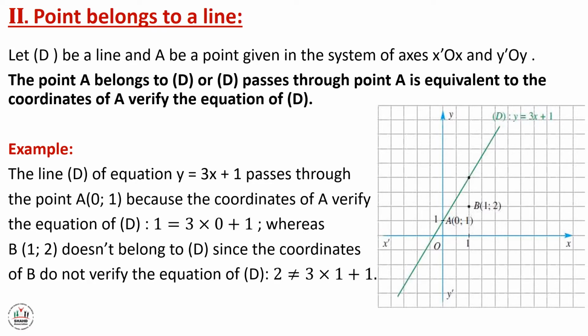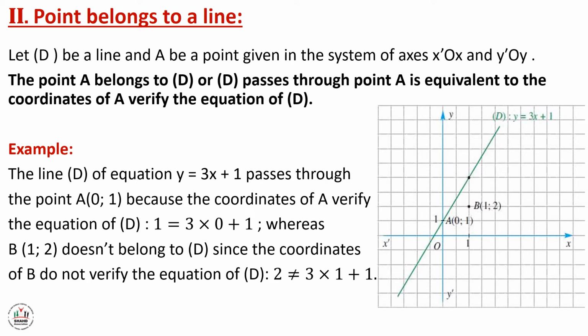Then we can say that point A belongs to the line D. Whereas B with coordinates (1, 2) does not belong to D. Why? Because if we substitute the coordinates of point B, the equation becomes wrong, or the coordinates of point B do not admit a solution for the equation of line D.